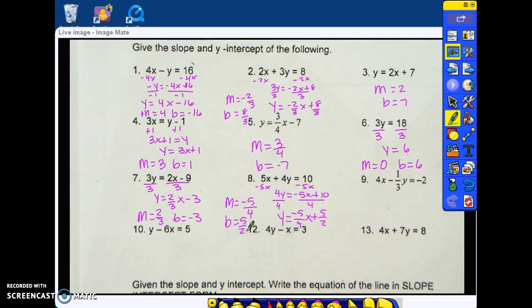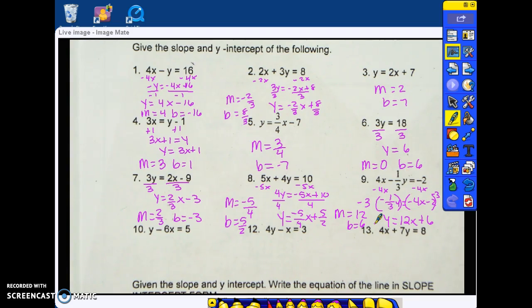For number 9, we need to subtract 4x from both sides. That gives us negative 1/3 y equals negative 4x minus 2. Because we're multiplying negative 1/3 with y, we have to divide by 1/3. We know that when we divide by a fraction, we multiply by the reciprocal. So we're multiplying both sides by negative 3. Y equals 12x plus 6. Your slope is 12. Your y-intercept is 6.